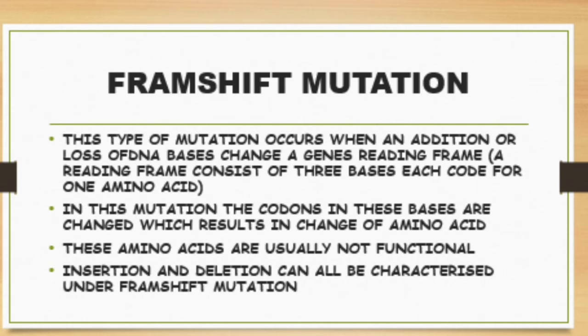So, after point mutation, we talked about point mutation, frame shift mutation, and base pair mutation, right? We finished point mutation, and there are three categories. The second we have is frame shift mutation. So what is frame shift mutation? This type of mutation occurs when an addition or loss of DNA bases changes a gene reading frame. What is a reading frame? A reading frame consists of 3 bases, each coding for one amino acid. That's a codon. That's the reading frame. Three bases combine together to form one amino acid. This amino acid gives rise to a protein, and they perform a function.